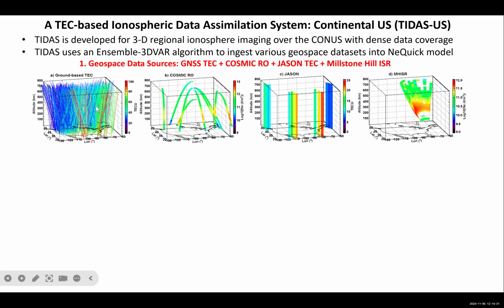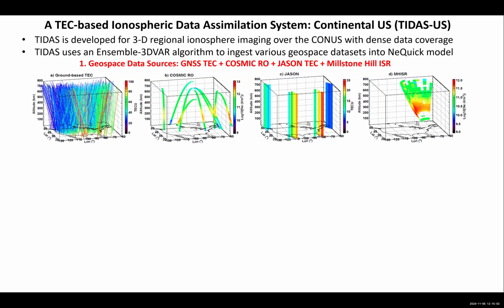So each ray is a line of sight TEC with the color representing its TEC magnitude. And we also use the COSMIC radio occultation electron density profiles. You can see these are the trajectories of the tangent points with the color representing the electron density profiles. And we're also using the JASON TEC. It's the altimeter TEC, a vertical TEC above the ocean surface.